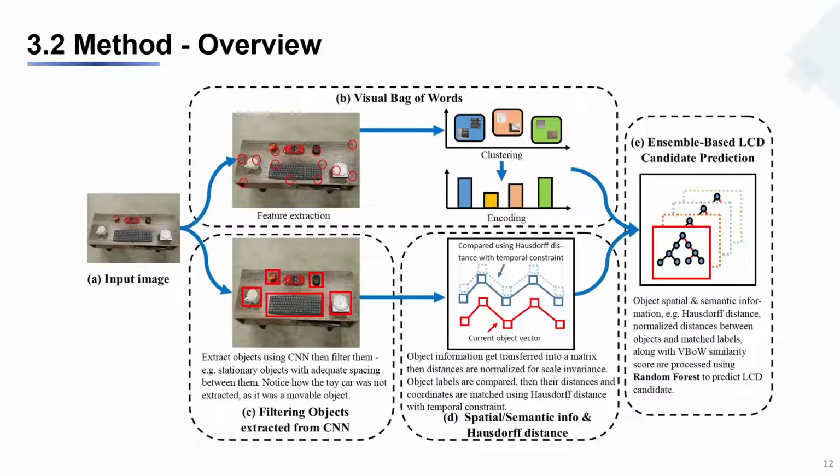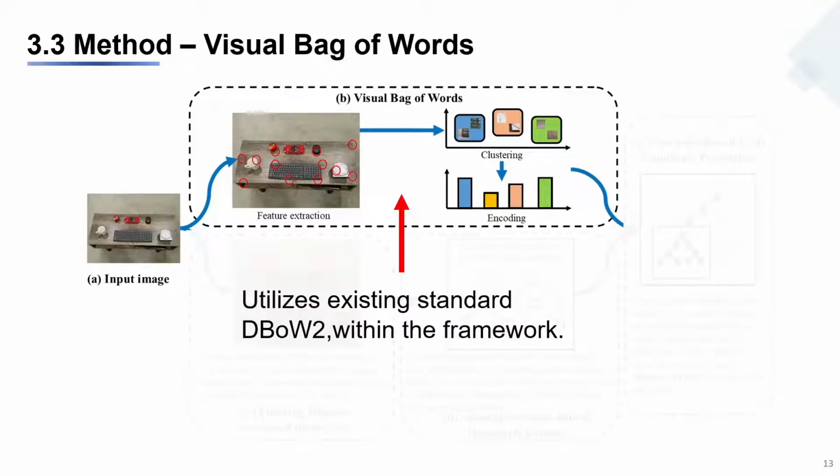Now I'm going to give you an overview of our methods. First, the input image is passed through to the Visual Bag of Words module. This module was not altered, and it uses the existing standard dBoW that exists within the framework.